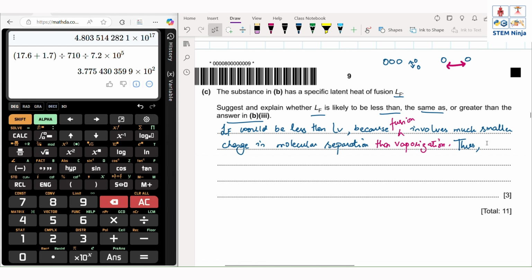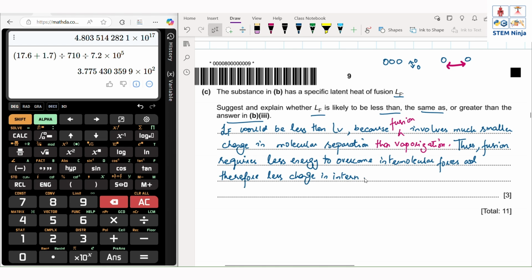Thus, fusion requires less energy to overcome intermolecular forces and subsequently, therefore, oh, sorry, less increase or less change in internal energy. That's it.